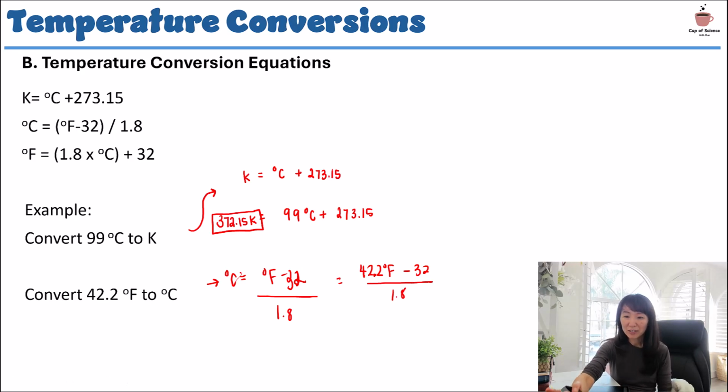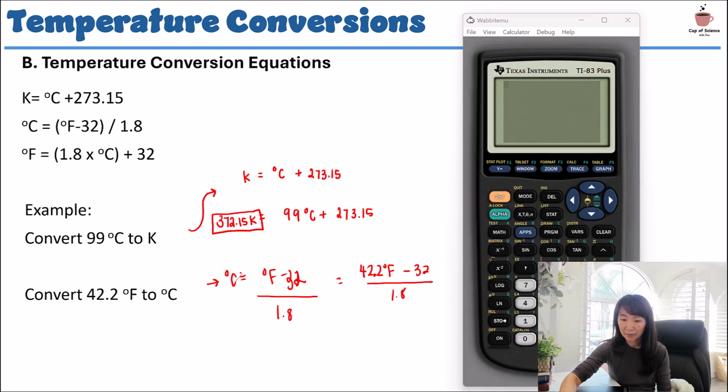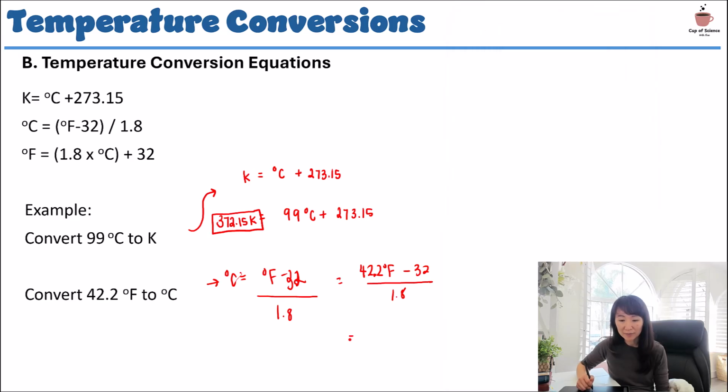If I punch this into the calculator, 42.2 minus the 32, hit enter, divided by 1.8. And I get 5.66667, so I'm going to round it off to about 3 sig figs, 5.67 degrees Celsius.